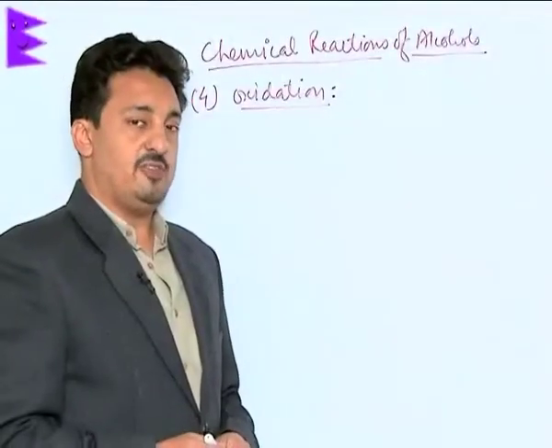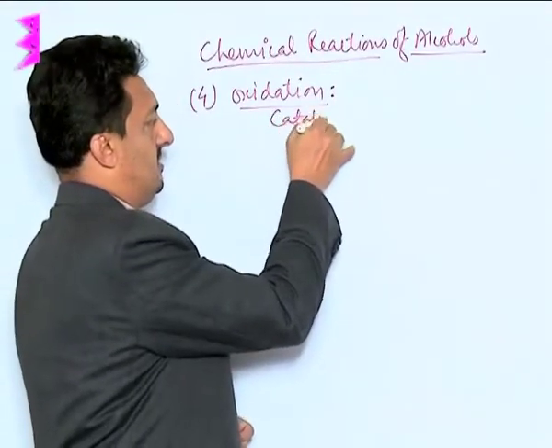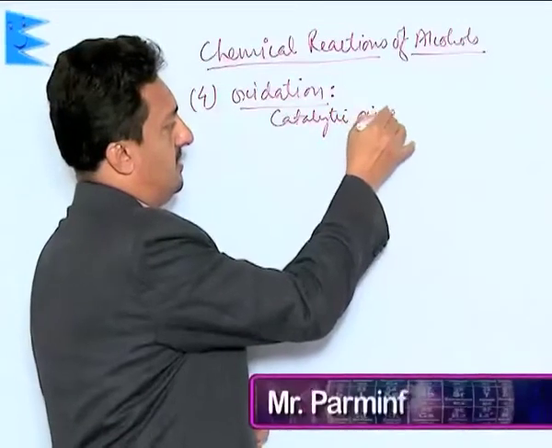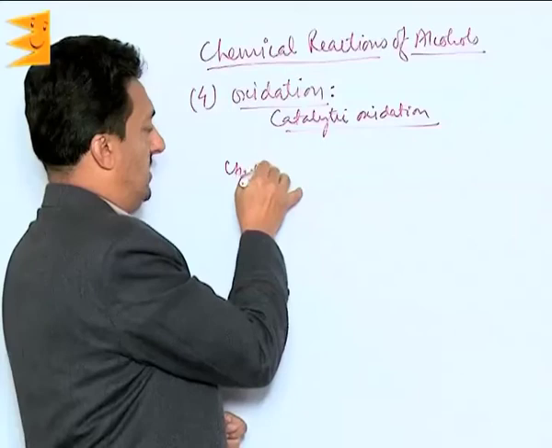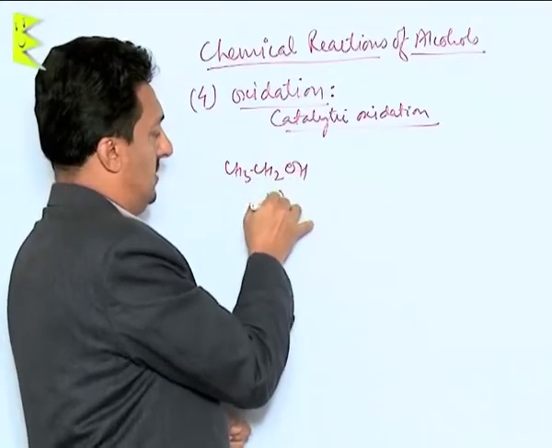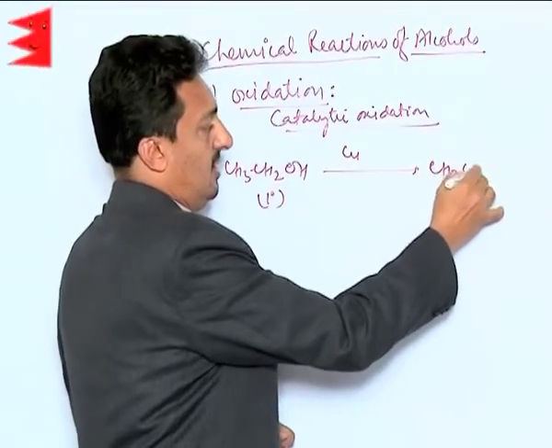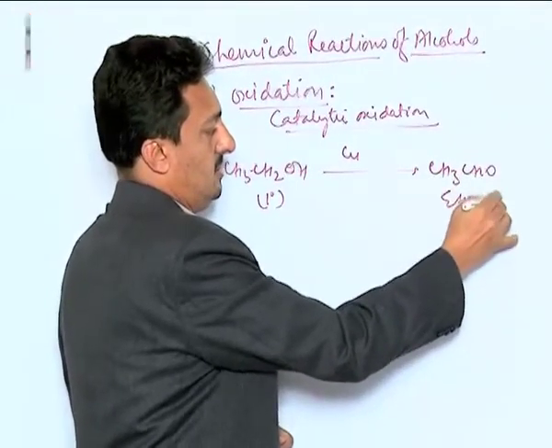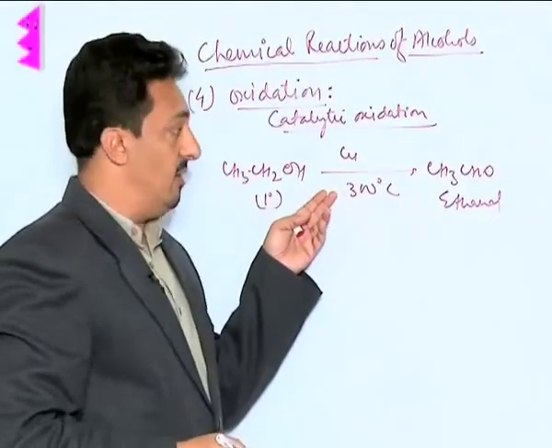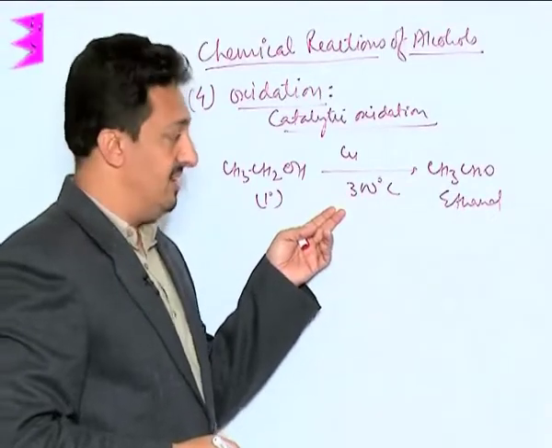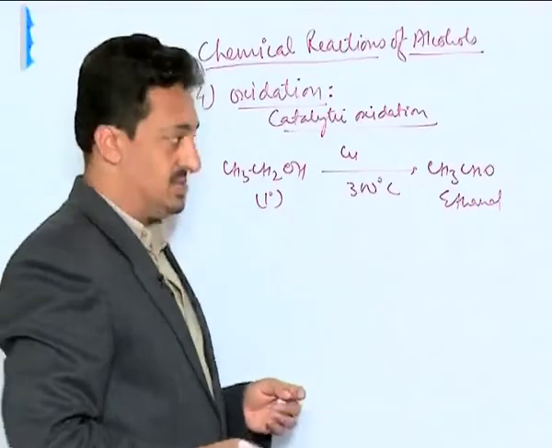We can do the oxidation of alcohols catalytically also. And so let us see catalytic oxidation. In this, what we do is primary alcohol is oxidized to aldehyde by passing its vapors over copper at around 300 degrees Celsius. So it gets converted to the aldehyde because dehydrogenation takes place.